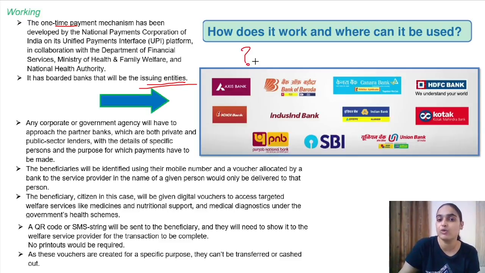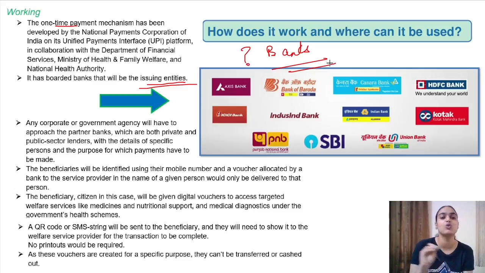This very e-voucher will be issued by some banks, and the banks which have been authorized to issue these e-vouchers are your Axis Bank, Bank of Baroda, Canara Bank, HDFC, ICICI, Indian Bank, Kotak Mahindra, PNB, SBI, etc. So these are the banks who have been allowed to be the issuing entities. Any corporate or government agency will have to approach these partner banks, and provide the details of the persons and the purpose for which the payments have to be made.